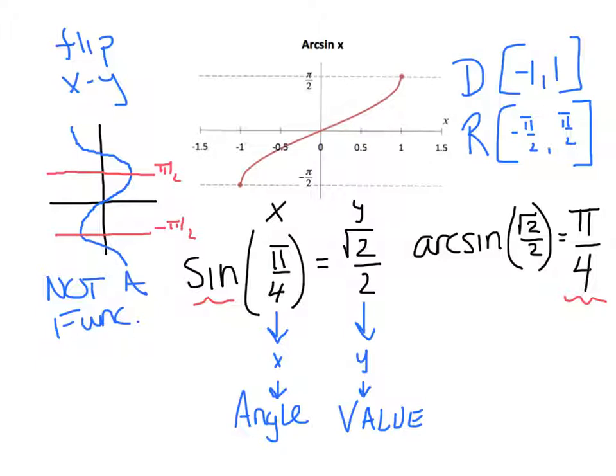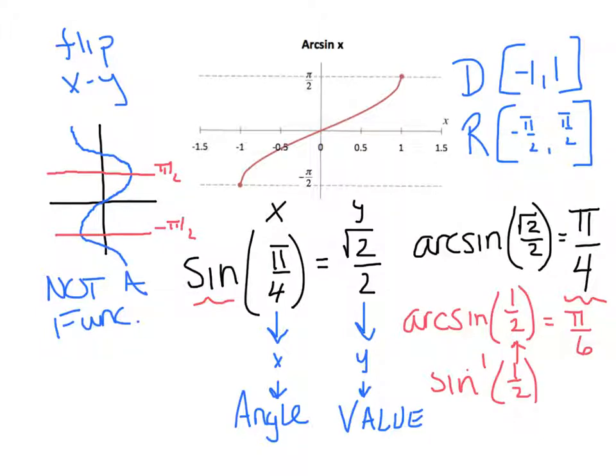Let's try a few more. If we said arc sine of 1/2, notice we gave you the value of a half. Who is the angle when your sine graph equals a half? Of course, that's pi over 6. Now, instead of saying arc, we could have simply said sine inverse of 1/2. Clearly those mean the same thing, just two ways to write the same thing. We get our pi over 6.